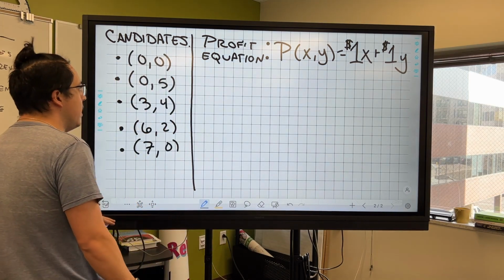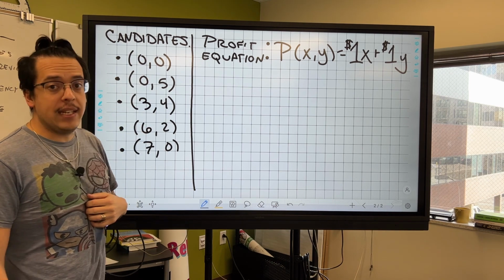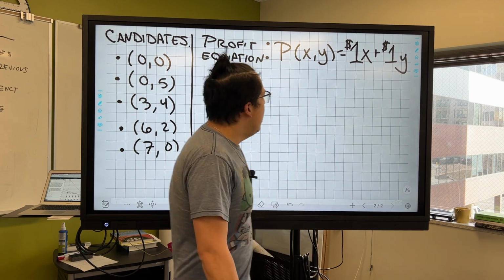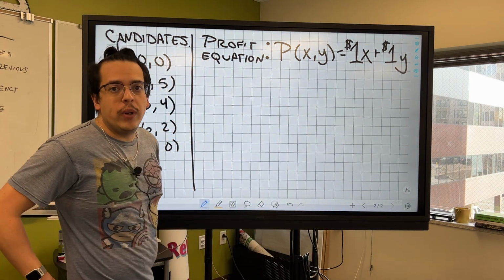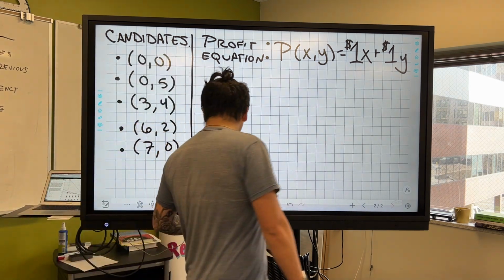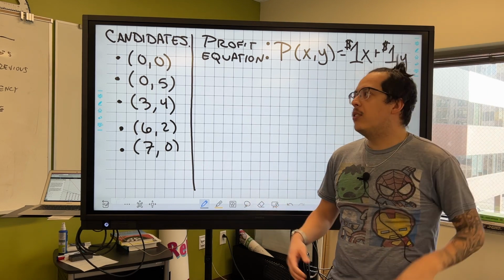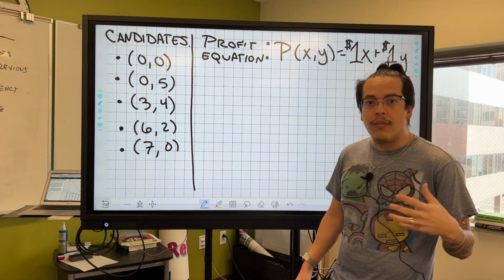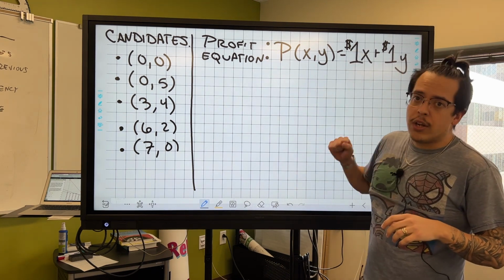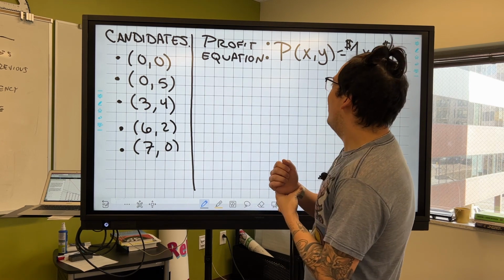So at this point of the process, we have our 1, 2, 3, 4, 5 candidate points. We have constructed our profit equation, and now we have to determine which of our 5 candidates maximizes our profit. And remember, maximize means to make it the biggest. So we're trying to get the biggest profit that we can in our Autotoyum Toy Emporium situation.